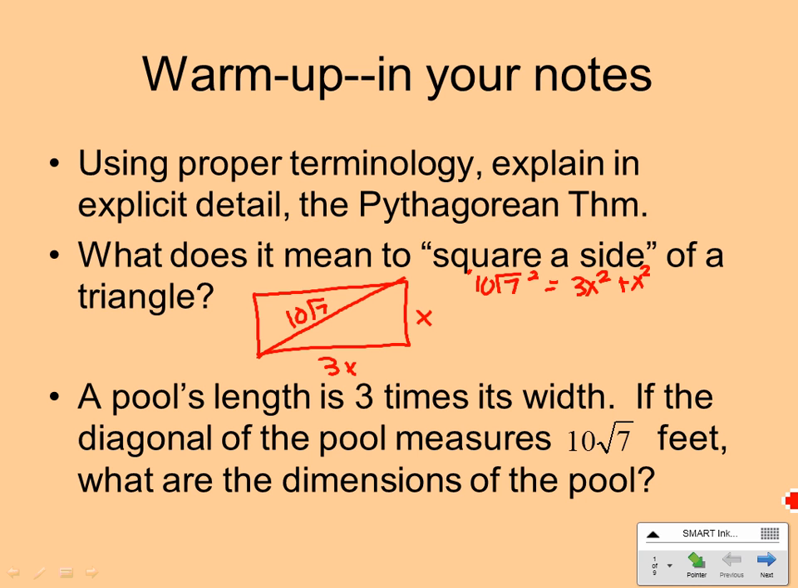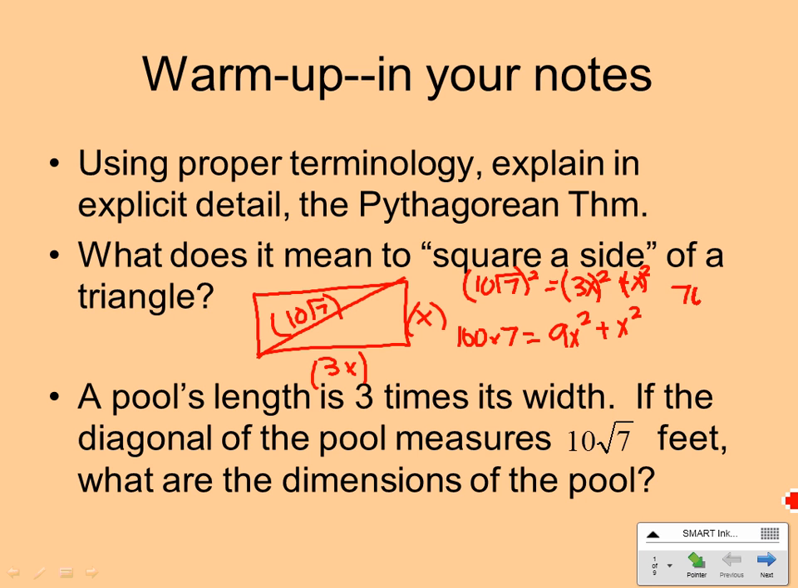You absolutely need parentheses around every single side length, no matter what it is. Because we are not squaring things correctly. 10 radical 7 squared should not be 10 times 7. Right? It should be 100 times 7. Because radical 7 times radical 7 is radical 49. Square root of 49 is 7. This is not 3x squared. It's 9x squared. And then x squared is just that.